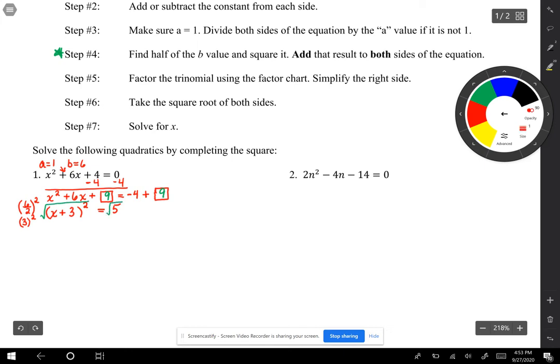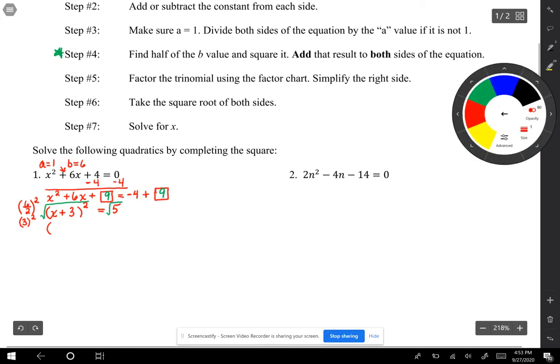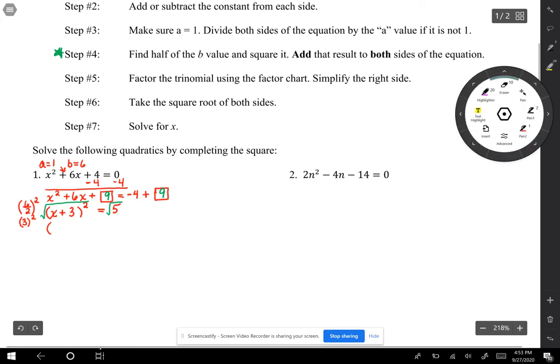Okay, and the square root of the left side is just x plus 3. Oops, you don't need parentheses because you're just taking the square root. And equal to, always put your plus or minus. Square root of 5, you can't break down any further. It's just 1 times 5.